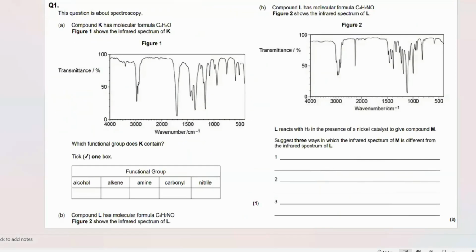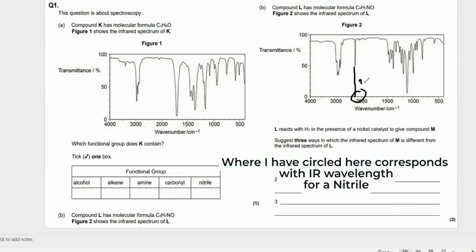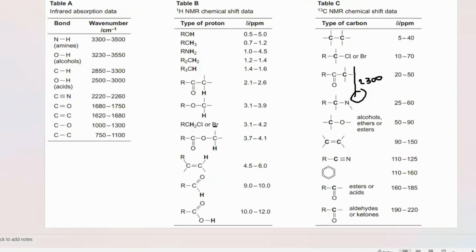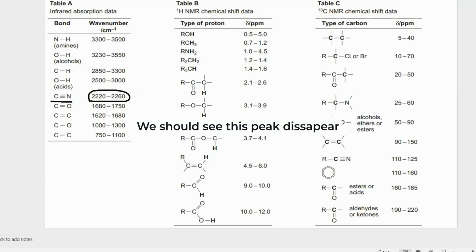If you didn't know that reaction off by heart, you could look over here and you see this tiny little sharp peak. This comes down to about 2,250 or something, and this corresponds with the peak for a nitrile. So if you didn't have that off by heart, maybe you'd recognize that and you'd be able to go to your data book and say, oh, it's a nitrile. Now, we would expect that peak to disappear when it becomes an amine. And I would expect the appearance of a peak for a primary amine.